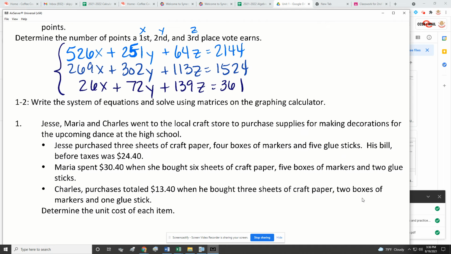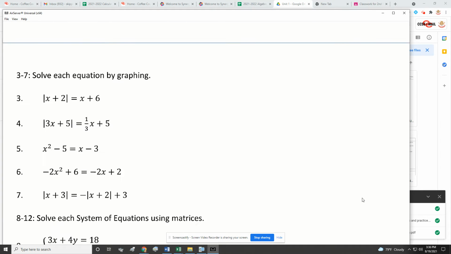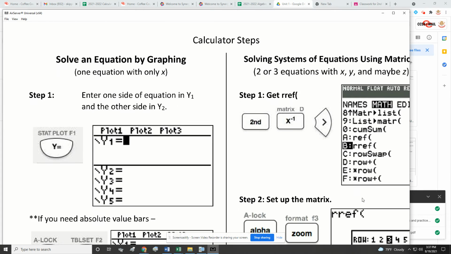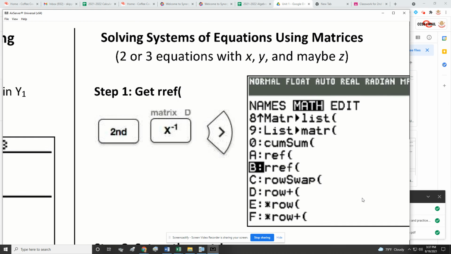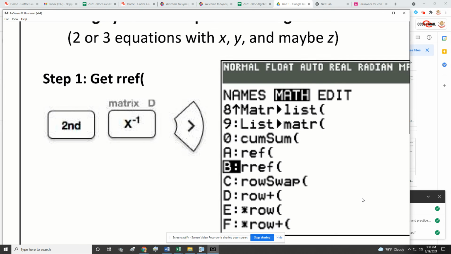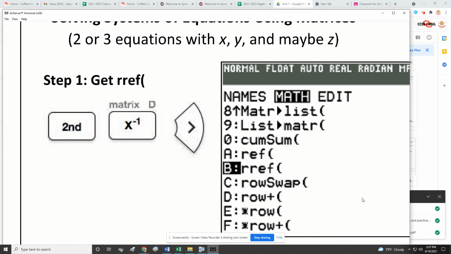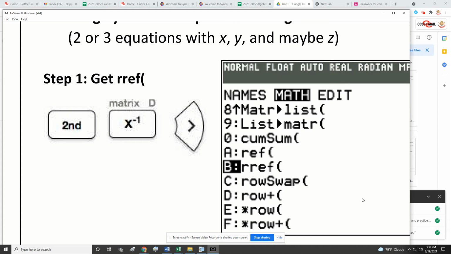You can pause the video if you need to, if someone is still writing it down. We're going to go to the calculator steps and we're going to solve it just like what we did yesterday. So when we're solving systems of equations using matrices, the first thing we do is get the RREF. So click those buttons to get RREF.